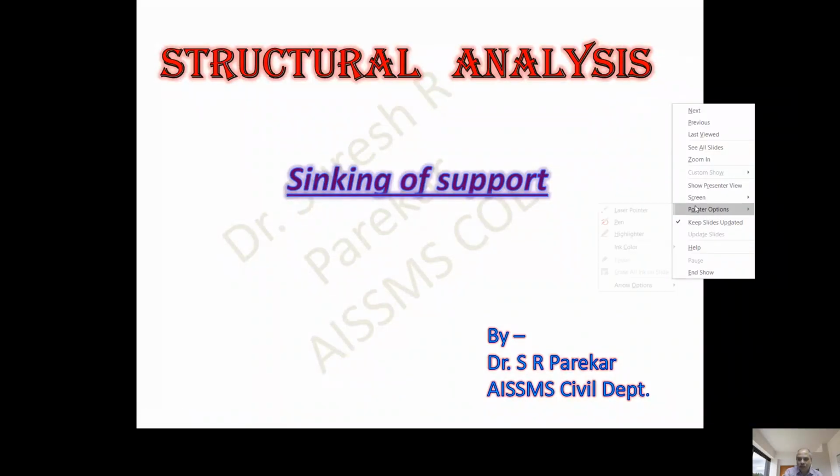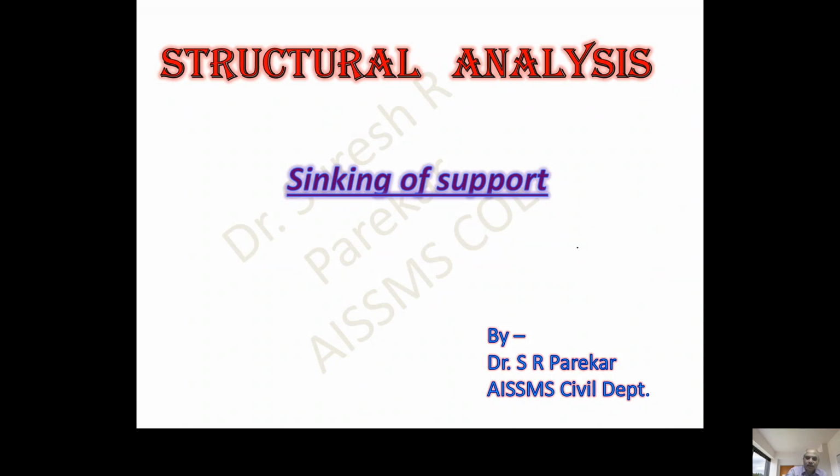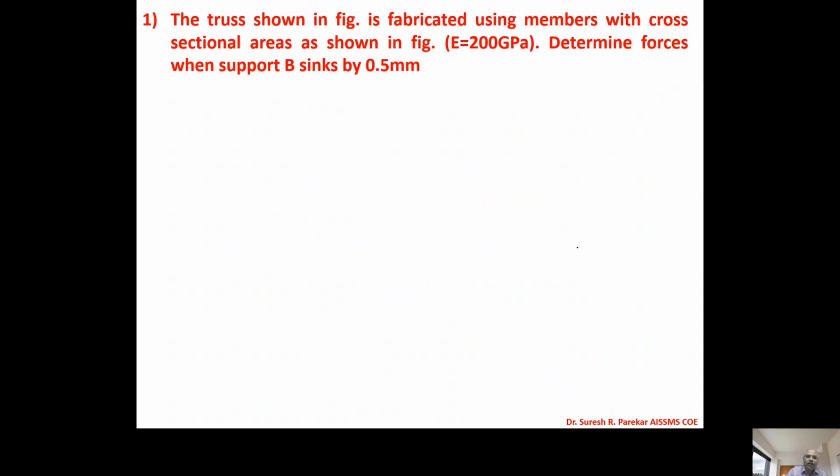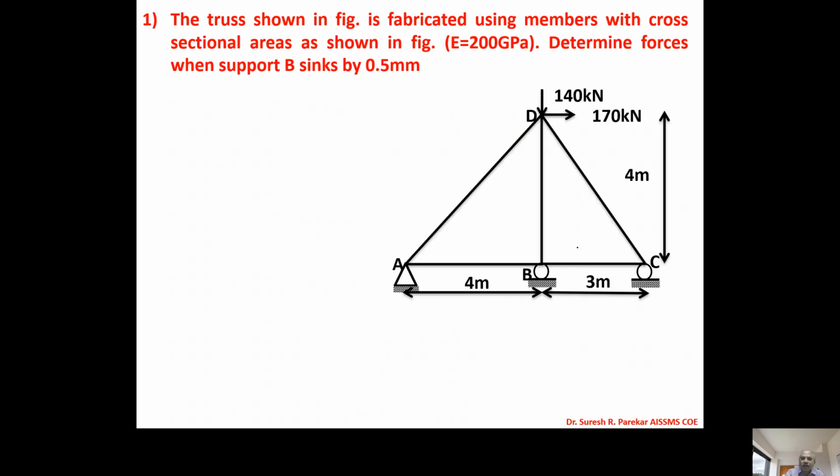Good morning. Today we are going to see the last type of truss, that is indeterminate truss, in which we are going to see the sinking of support. So now we have a truss in the figure, fabricated using members with the cross-sectional areas shown in the figure. Determine the forces when support B sinks by 0.5 millimeter.